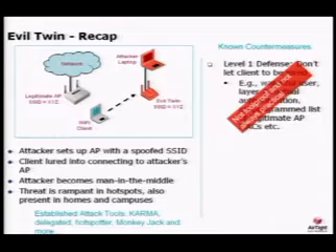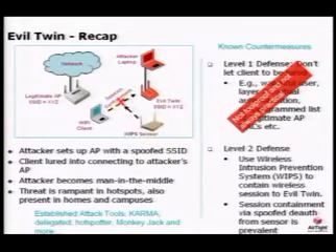One more interesting thing to note in this approach is that it requires some kind of client-side software to ensure that the client is not connecting to Evil Twin APs. And as we can expect, the users can manually turn off that software and go ahead and connect with the Evil Twin. So this necessitates a level 2 defense.